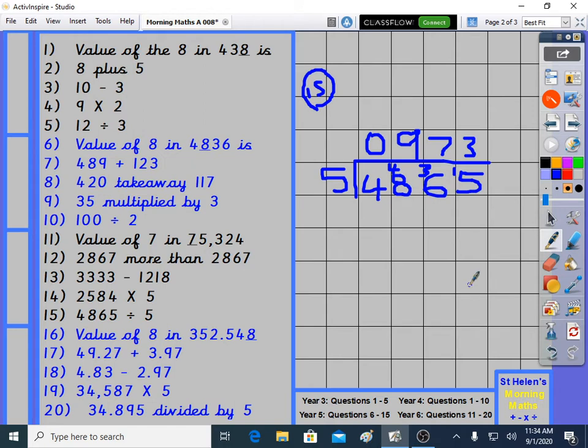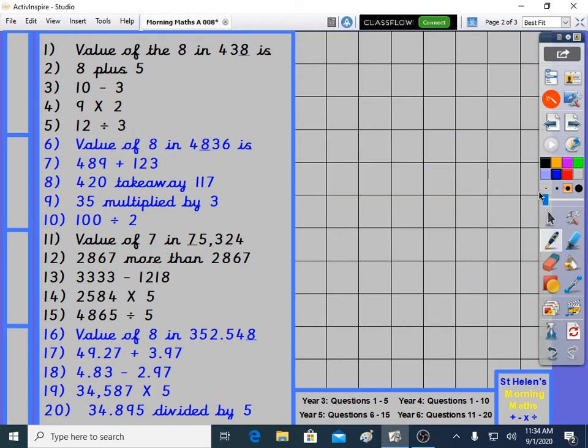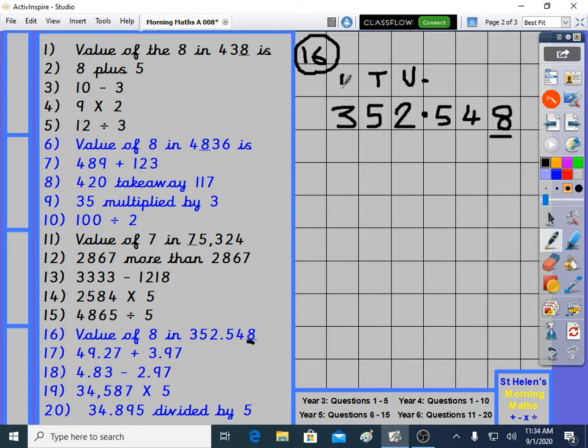973. And we're on the year 6 level questions. Question 16. Value of the 8 in this number here. So I'm going to write the number out as you do. 352.548. This is the same as yesterday, same column. Because this is the units, which comes before the decimals, and of course tens and hundreds.